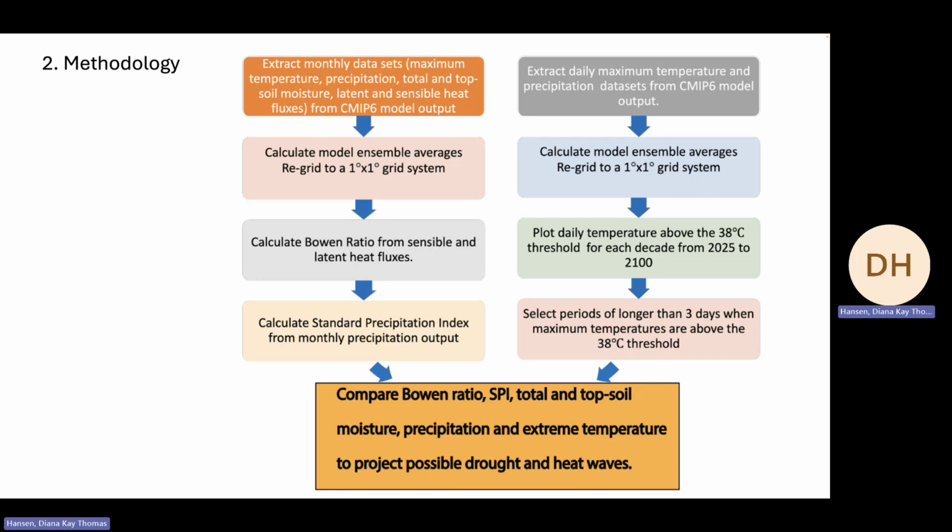In order to conduct the study, monthly and daily temperature and precipitation data sets were acquired from the National Center for Atmospheric Research. All models had to be regridded to a 1-by-1 grid system in order to calculate ensemble averages. From the monthly data sets, Bowen ratio and standardized precipitation indexes were calculated. And from the daily data, precipitation for excessive precipitation and then temperatures above 38 degrees C were examined.